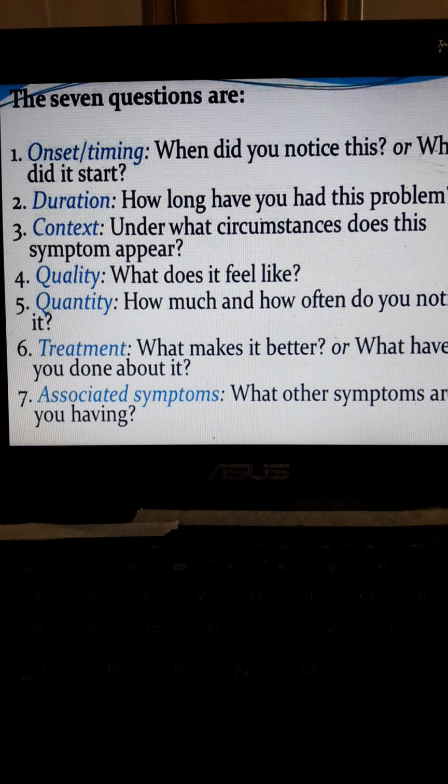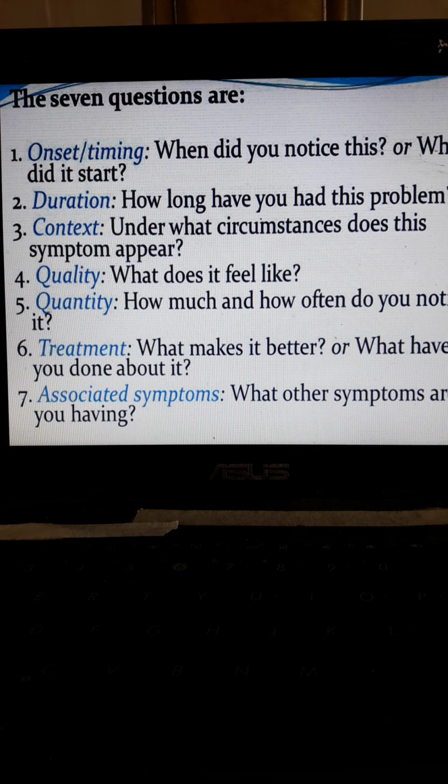Duration: how long have you had this problem? The patient will reply, "Oh, this is almost 5 days from now." Context: under what circumstances do these symptoms appear? Quality: what does it feel like? The quality of the symptoms, so this is severe pain. Quantity: how much and how often do you notice this? Almost every 6 hours, every day I suffer pain.